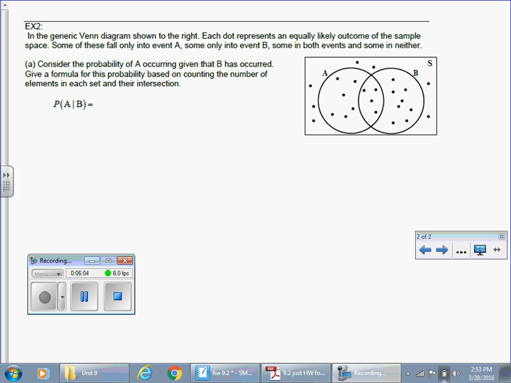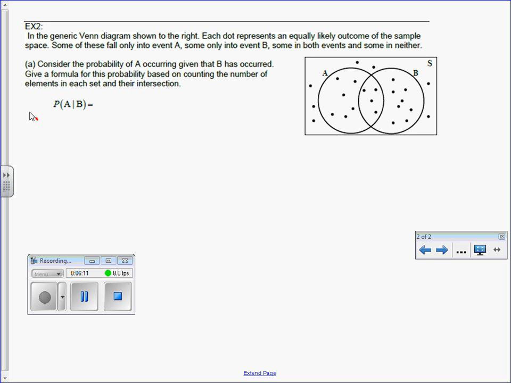Consider the probability of A occurring given that B has occurred. So that's what this notation means. A given B. Probability that A occurs given that B occurs. Give a formula for the probability based on counting the number of elements in each set and their intersection.